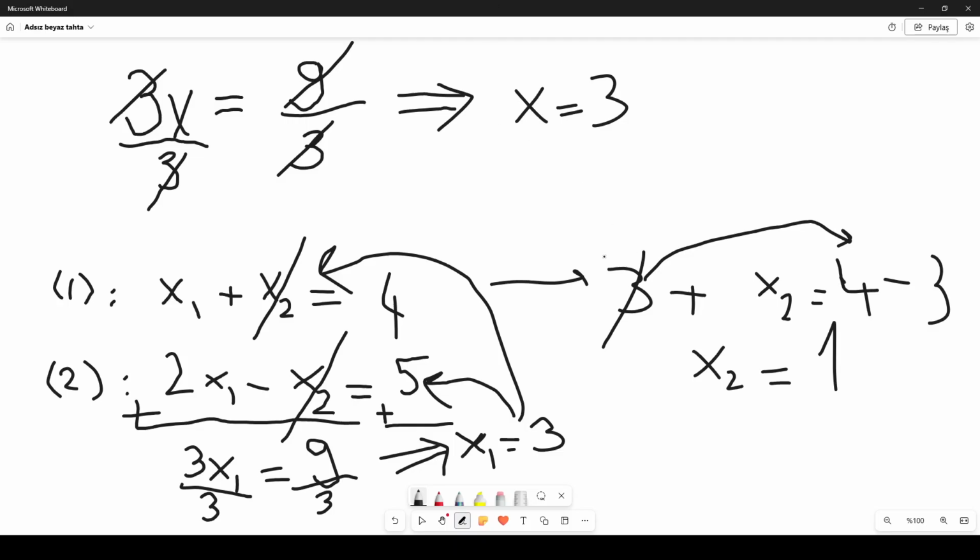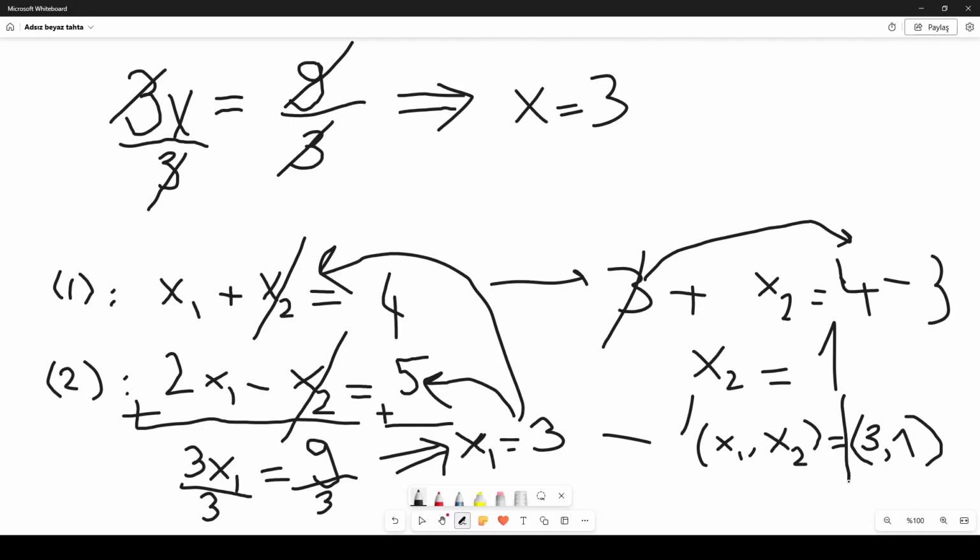And what we have found here is that we were looking for a two-tuple, where this two-tuple is nothing but the x1 and x2 ordered pair, right? And we have found the value. So x1 is 3 and x2 is 1. So this two-tuple is 3 and 1.